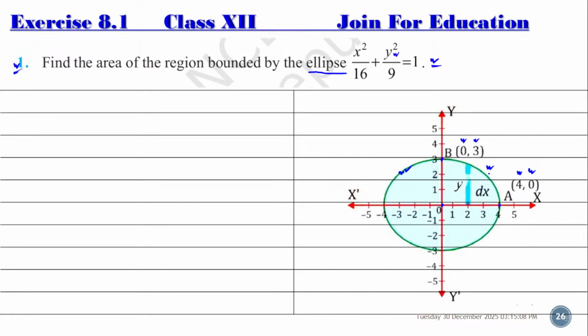And this is the equation of the curve. So we find out what y is. The area of this small region is y into dx. So we find out the value of y. Let's see the solution here.